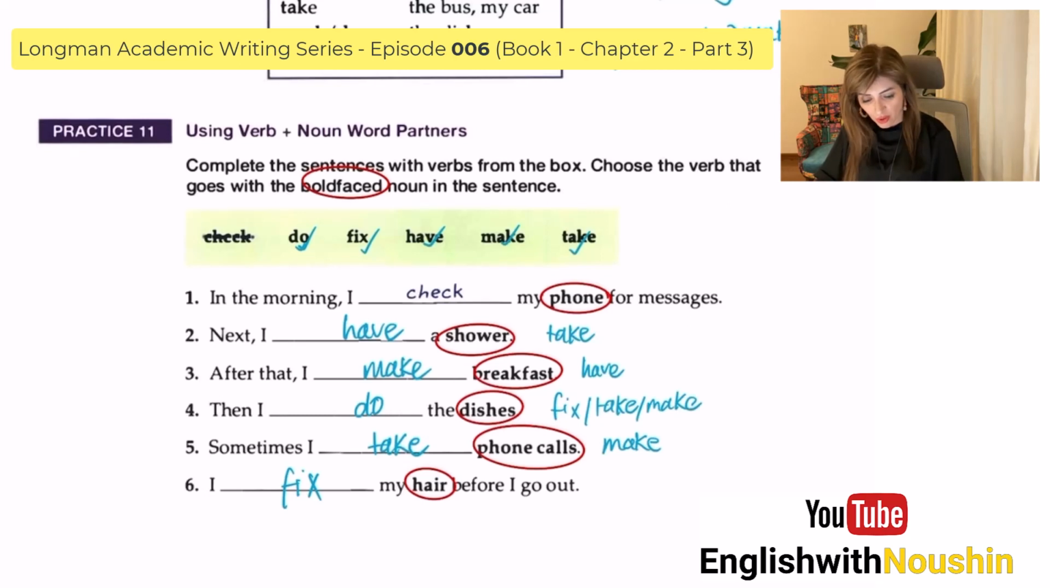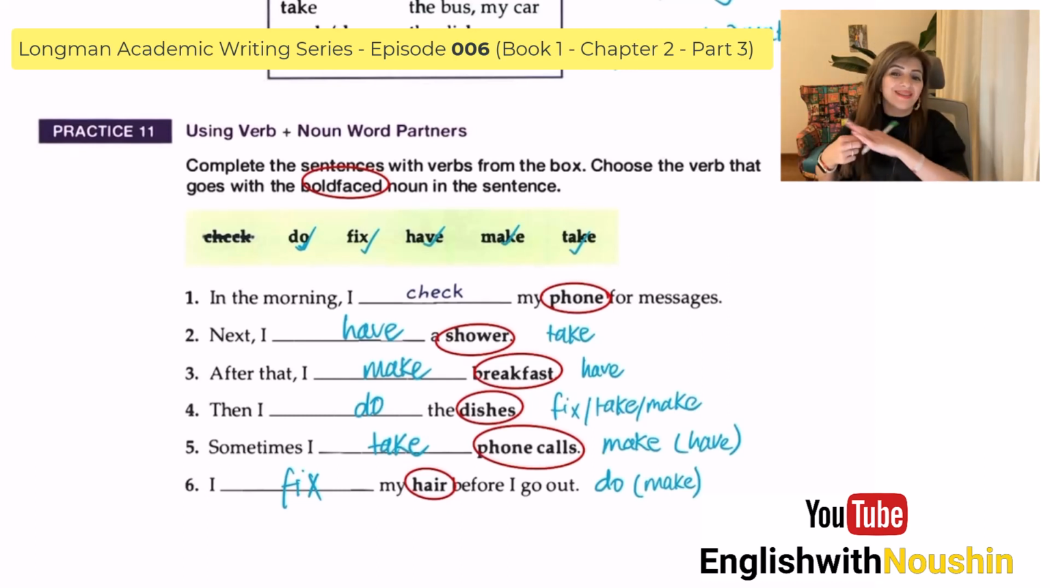Sometimes I take phone calls, or as I said, make phone calls. I have phone calls. Sometimes I have phone calls. It's weird, but maybe you can use have as well. And I fix my hair. You can do your hair as well. And make my hair. Sometimes you can say I make my hair. Like when you go to the hairdresser, you have your hair made. You can take your hair. Like you take a piece, cut a piece and take it somewhere. But we're talking about the one that makes more sense.